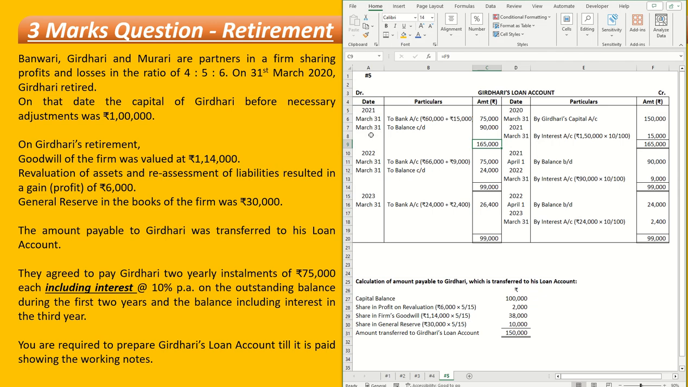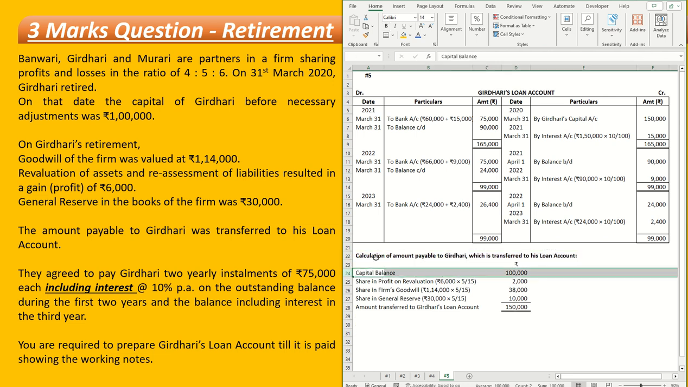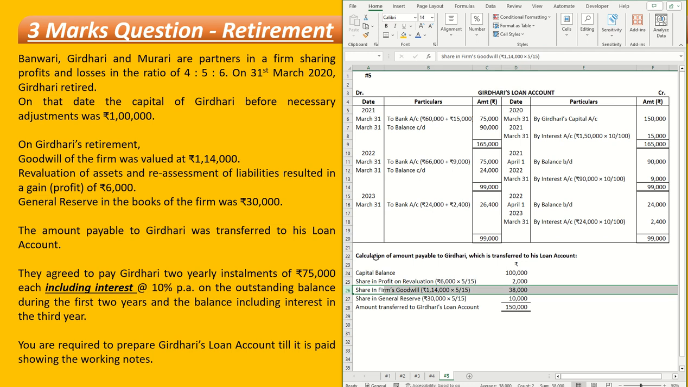Here we have Girdhari's loan account. Before that, let's jump into the working notes and calculate the amount which is payable to Girdhari. Okay. So the capital balance, which is 1 lakh, share of profit on revaluation, 6,000, out of that 5 by 15, share of firm's goodwill, and share in the general reserve, right? If you add them up, you get 1,50,000, which is the amount transferred to Girdhari's loan account from the capital account, 1,50,000. Okay, this is a starting point.